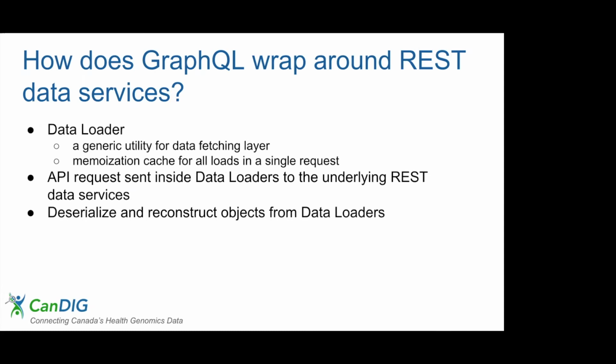So how does GraphQL wrap around REST API data services? We use DataLoader, which is a generic utility for the data fetching layer. It also has a memoization cache for all loads in a single request. Using the DataLoader, it can send an API request to the underlying REST data services, and feed the responses to the GraphQL internal code. Then the GraphQL logic code can deserialize and reconstruct objects from the data loaders.